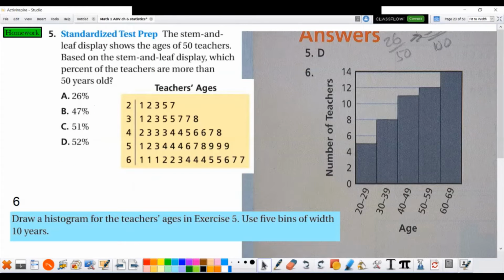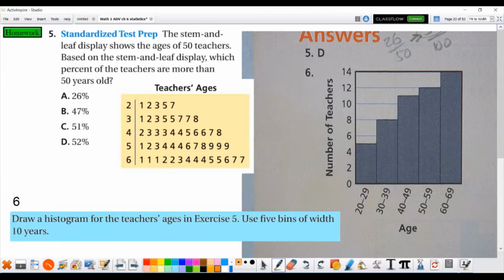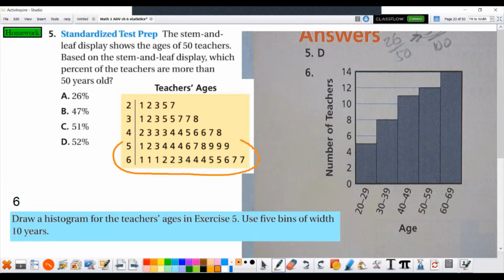This was the first question, number 5. It says, here are the teachers' ages in this stem and leaf plot. Notice these are the 20s, 30s, 40s, 50s, and 60s. How many teachers are more than 50 years old? More than 50 would be all of these, the 50s and the 60s.